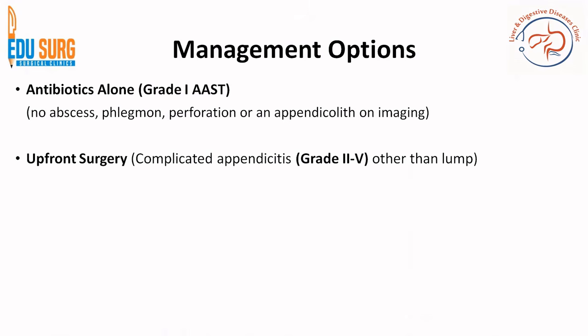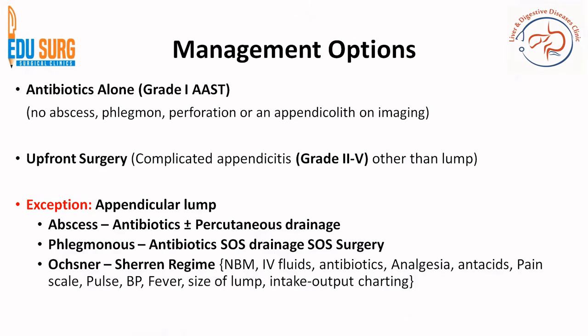Upfront surgery is basically in grade 2 to 5 other than the lump. So all cases of complicated appendicitis. Exception to this is the appendicular lump. As we discussed, there are two possibilities in appendicular lump. One is a phlegmonous case, which is also seen sometimes in Crohn's disease. The other is abscess. If it's an abscess, it needs antibiotics with or without percutaneous drainage. If it's phlegmonous, the first step is antibiotics. If it proceeds to abscess, that is failure of Ochsner-Sherren regime, may need drainage and SOS surgery.